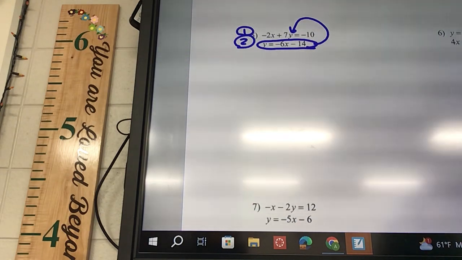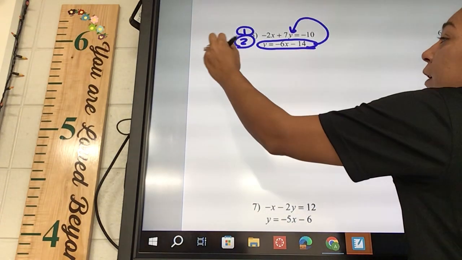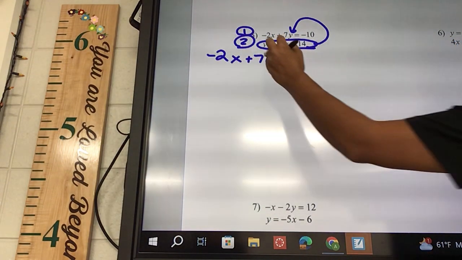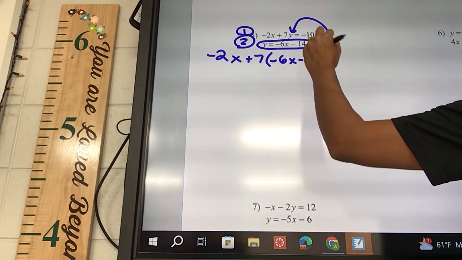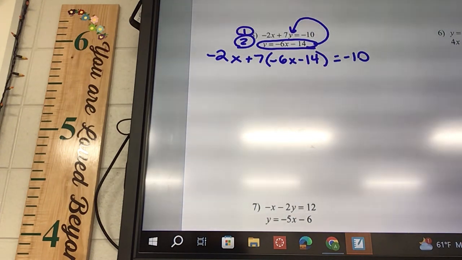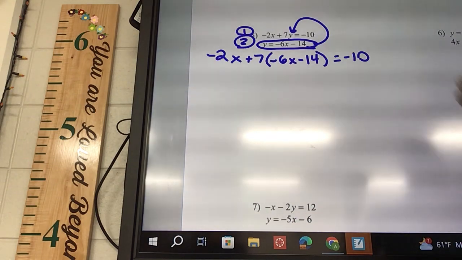Okay, so I'm going to get -2x plus 7, and instead of the y, I'm going to write -6x minus 14 equals -10. Okay, and then what's our next step? You want to distribute. Yeah. And your answer is wrong somewhere.